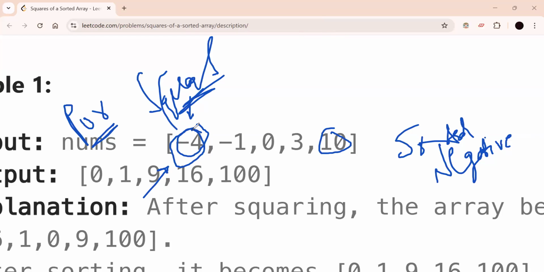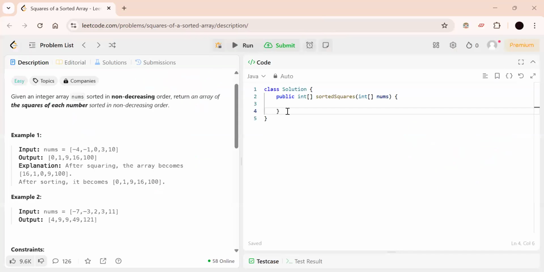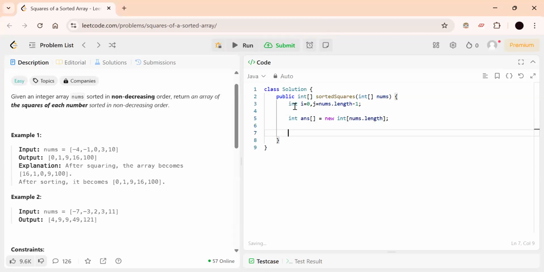I hope you got this one. Now let's start coding this. Very simple one. Let's take int i equal to 0, j equal to nums dot length minus 1, and we need to create an array, int answer array equal to new int of nums dot length. After creating this, we need one more pointer, int p, to track your answer array. p equals nums dot length minus 1.